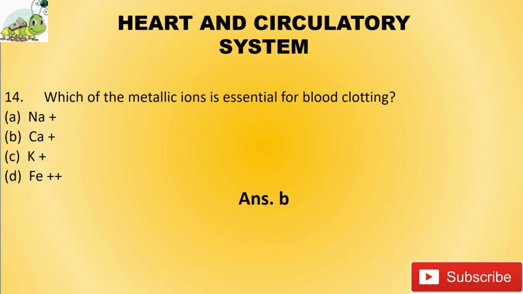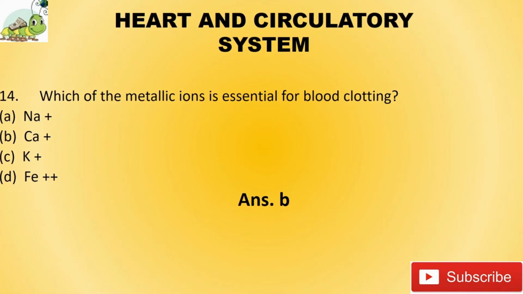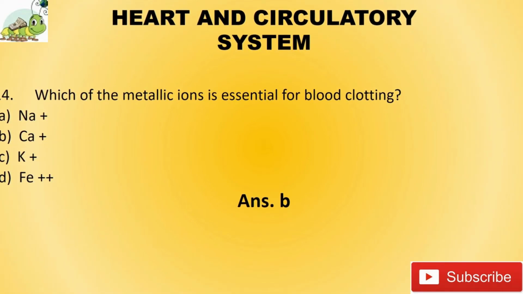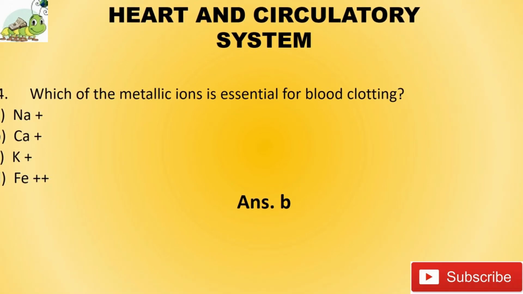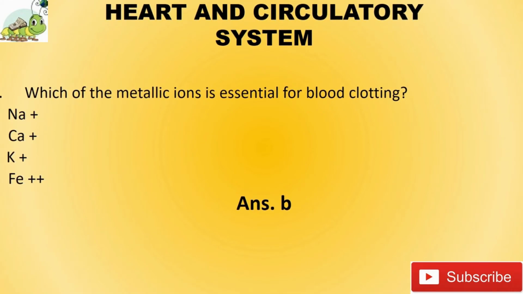Question number 14, answer is B. For storage of blood outside the body, the most frequently employed compounds are citrate and oxalate salts, which bind with calcium. This reaction effectively removes calcium as a factor in coagulation.